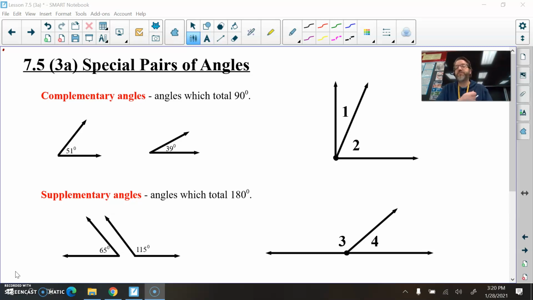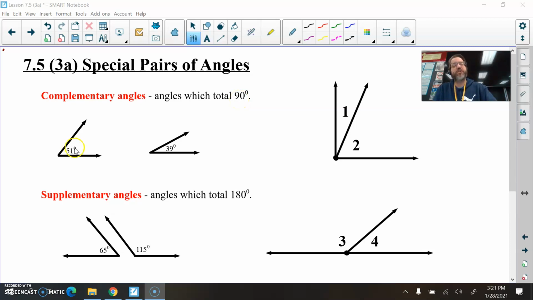Here are some more terms for us to learn. That's one thing about this topic 7.5: we have a lot of vocabulary, a lot of words to learn. Well, the first two terms you need to know are complementary and supplementary angles. Complementary angles are angles which total 90 degrees. Okay, angles that total 90 degrees.